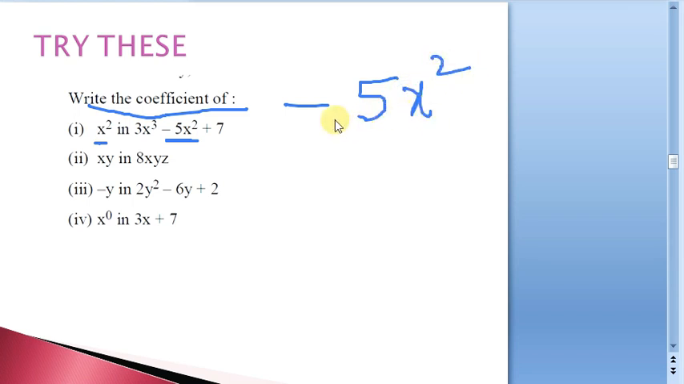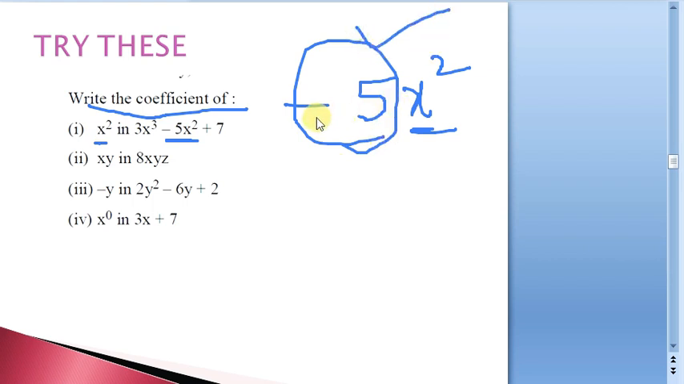Remember, many of the times you will be neglecting this minus sign. We have to take the sign also. For this x square, what is the coefficient? This minus 5. So entire thing will be the coefficient. So the answer for this one is going to be minus 5.